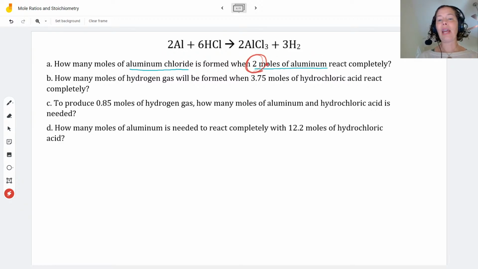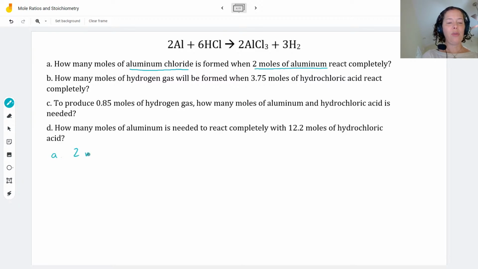Again, it doesn't matter that I have 2 moles of aluminum that I started with. That is completely independent of either this 2 or that 2 there. They just happen to be the same number. So let's start with what we were given. We were given 2 moles of aluminum. Okay, so this is part A.